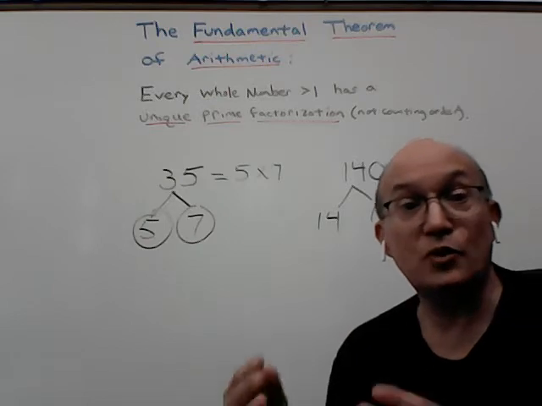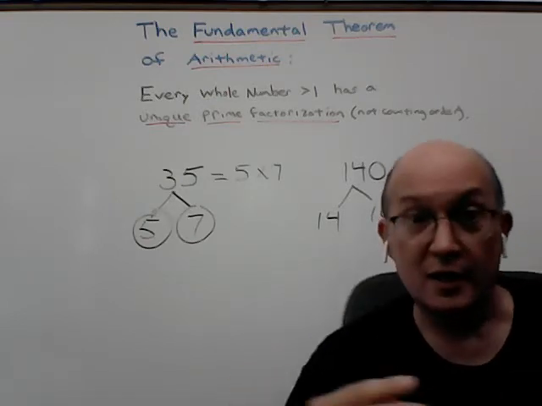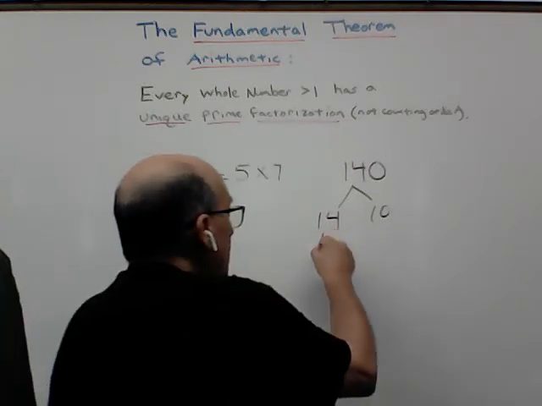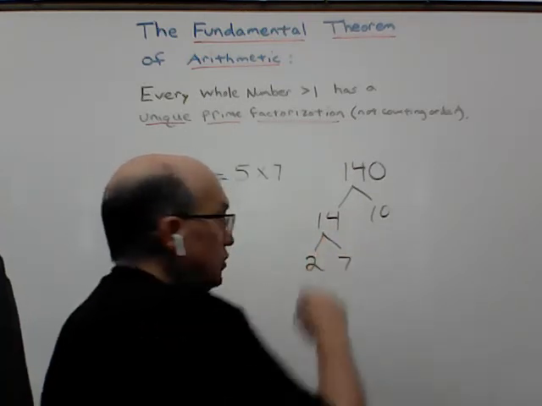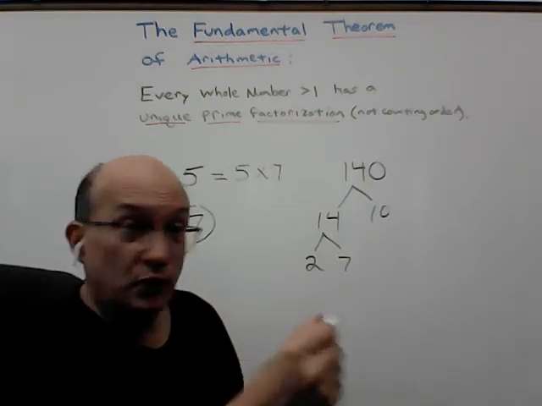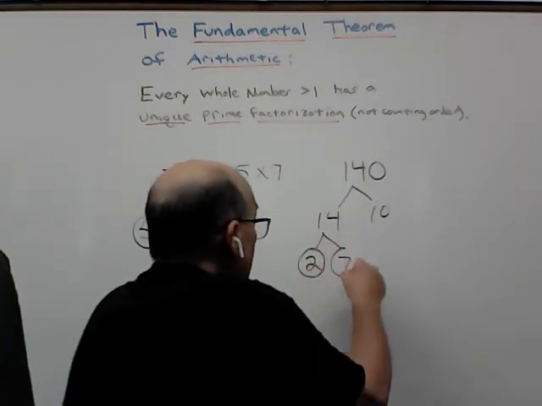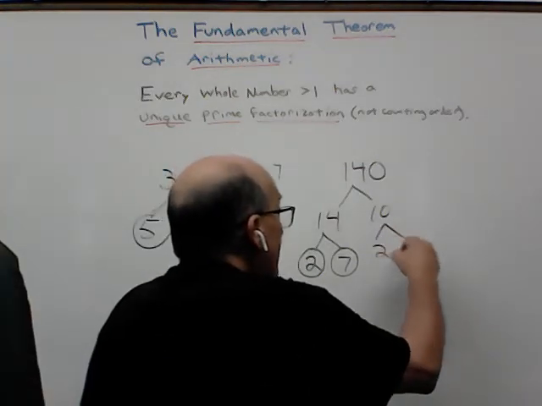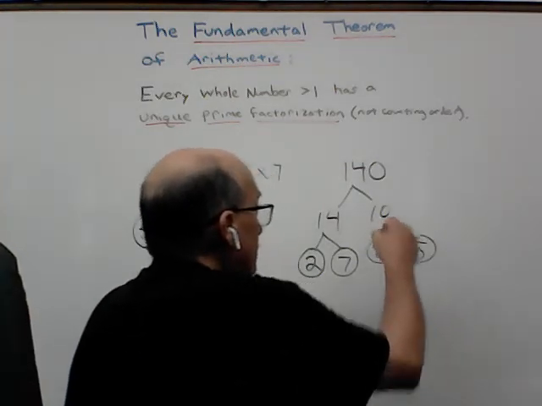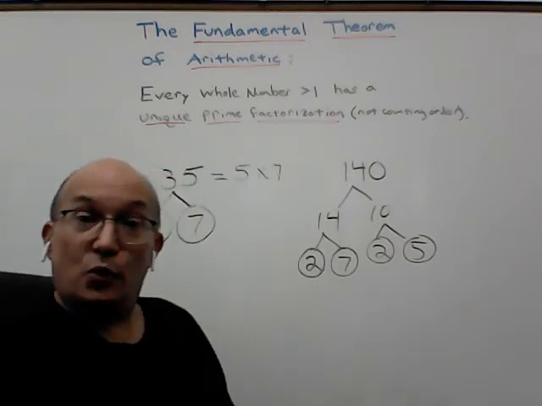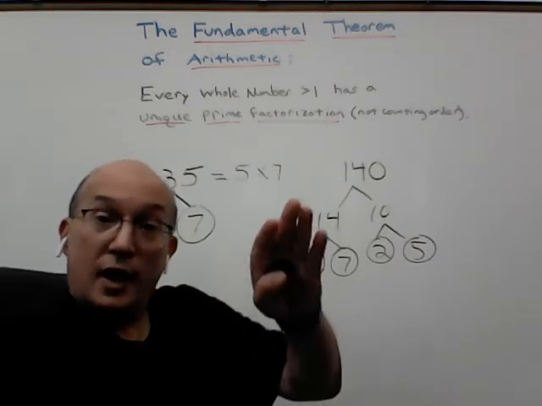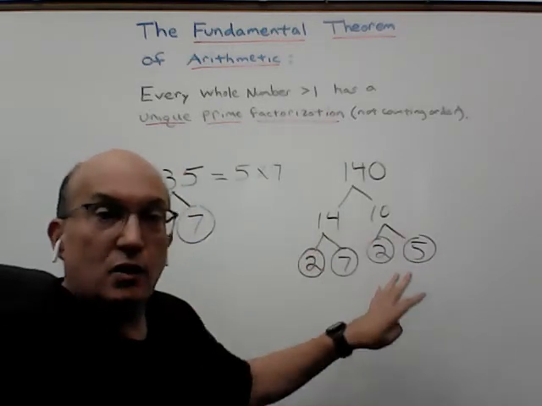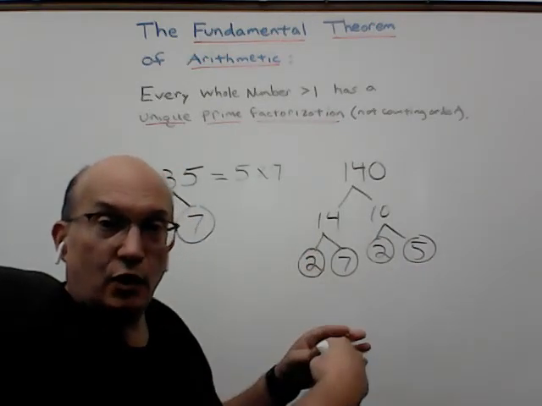We have to continue the so-called factor tree until we end up with only prime numbers. 14 is 2 times 7. Both of those are prime. So we circle them. 10 is 2 times 5. Both of them are prime. So we're done. All we have to do, though, and when I ask you to find prime factorizations, don't stop here. Show me you know what that result means.